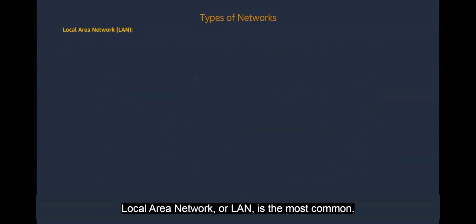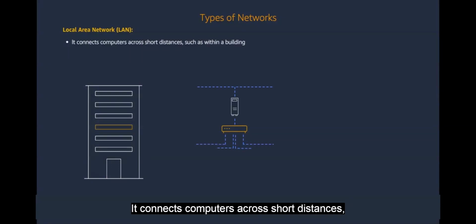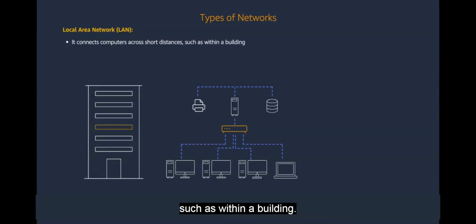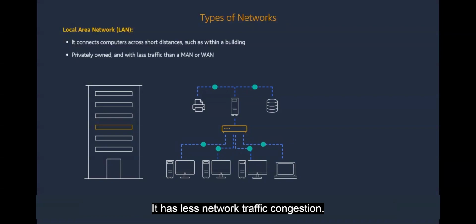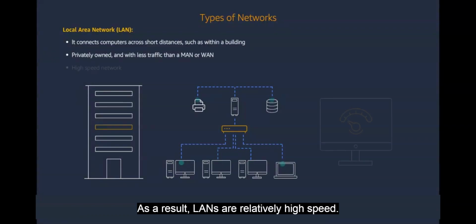Local Area Network, or LAN, is the most common. It connects computers across short distances, such as within a building. A LAN is privately owned and has less traffic than a MAN or WAN. It has less network traffic congestion. As a result, LANs are relatively high speed.